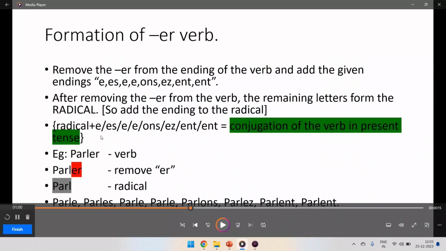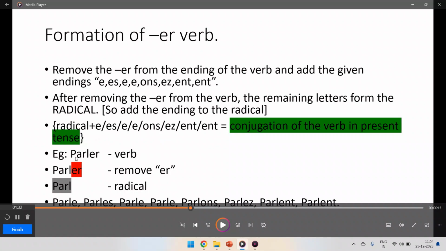So as you could see, how do we form the ER verb? Generally, we are supposed to remove the ER from the ending of the verb and add these endings which are given here. After removing the ER from the verb, the remaining part we call the radical of the verb. Okay, it's called the radical of the verb. So we add the endings to the radical, which in turn gives us the conjugation of the verb in present tense.